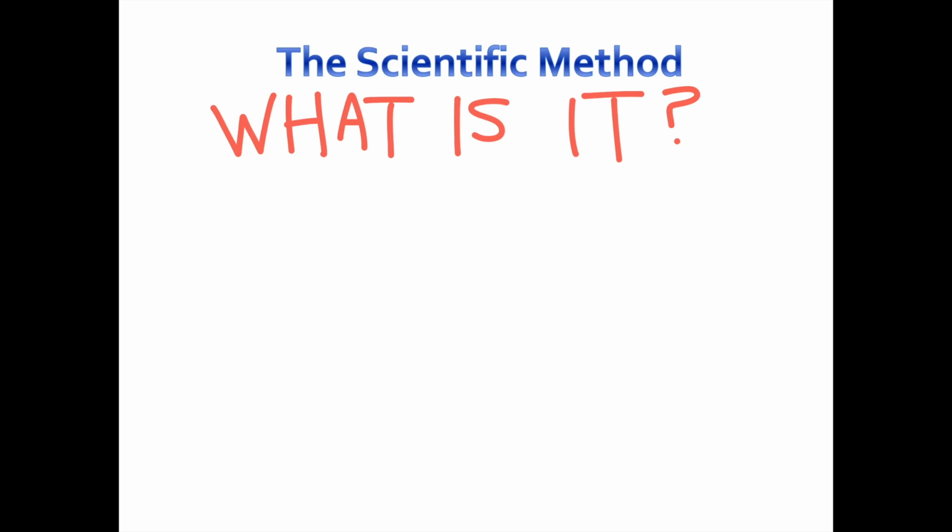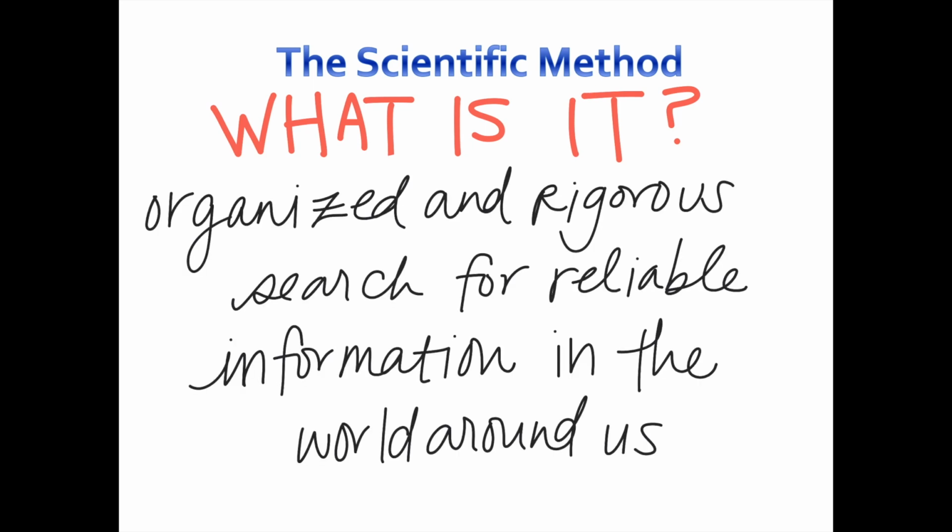So what is the scientific method? It is essentially a series of steps that allow us to make an organized and rigorous search for reliable information in the world around us. And built into this method is the understanding that any information we have is never complete, and therefore any conclusions we draw are always subject to change when we receive new information.